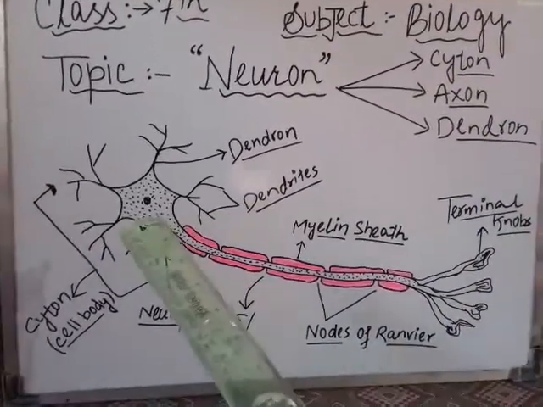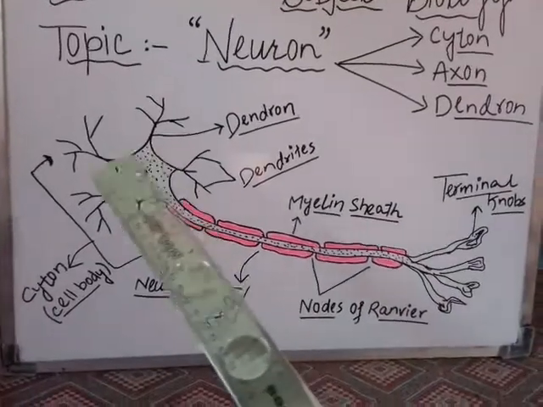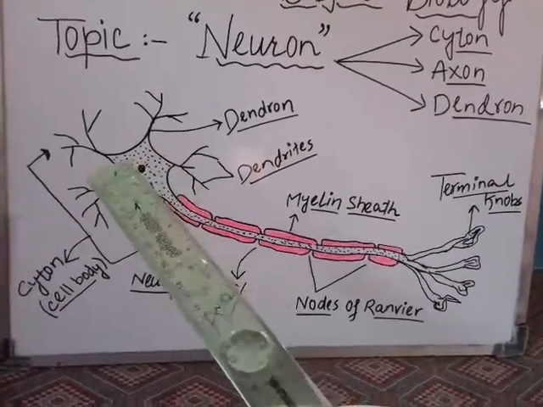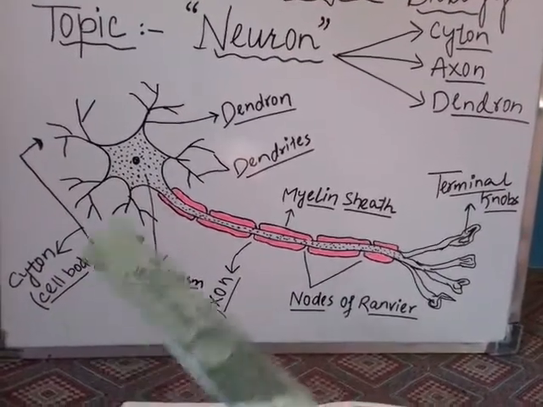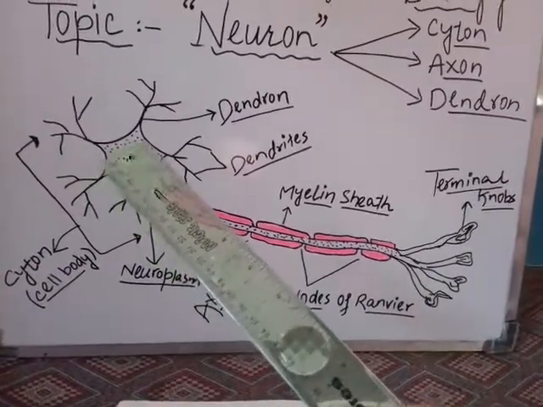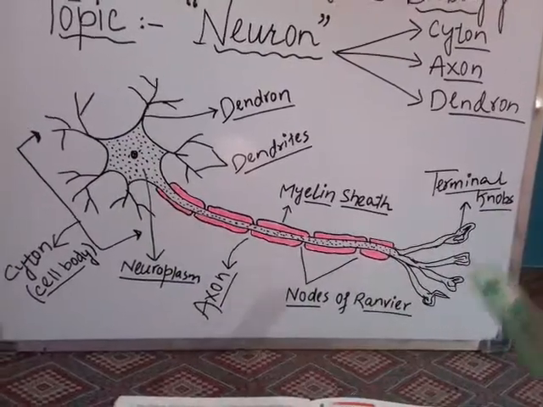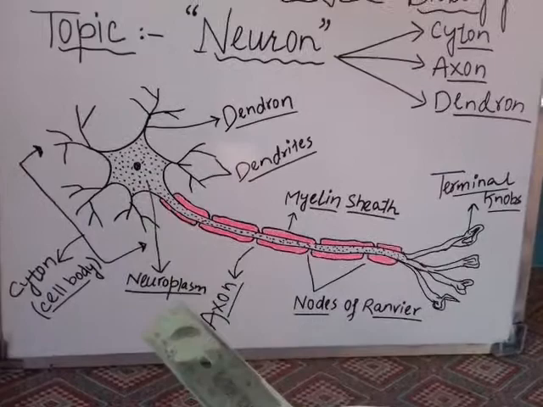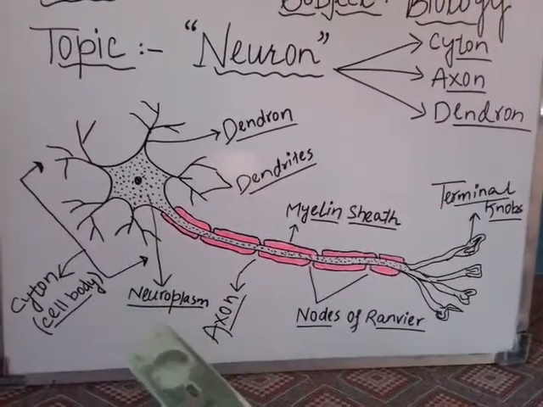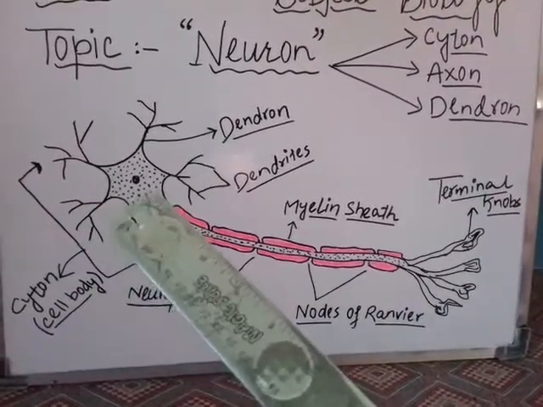This first part, the cyton, is here. It's also called the cell body. So it has cytoplasm because it is a cell. This whole structure is a cell. Here there is cytoplasm, which we call neuroplasm. So what's neuroplasm? Neuroplasm is nothing but the cytoplasm of a nerve cell or neuron.